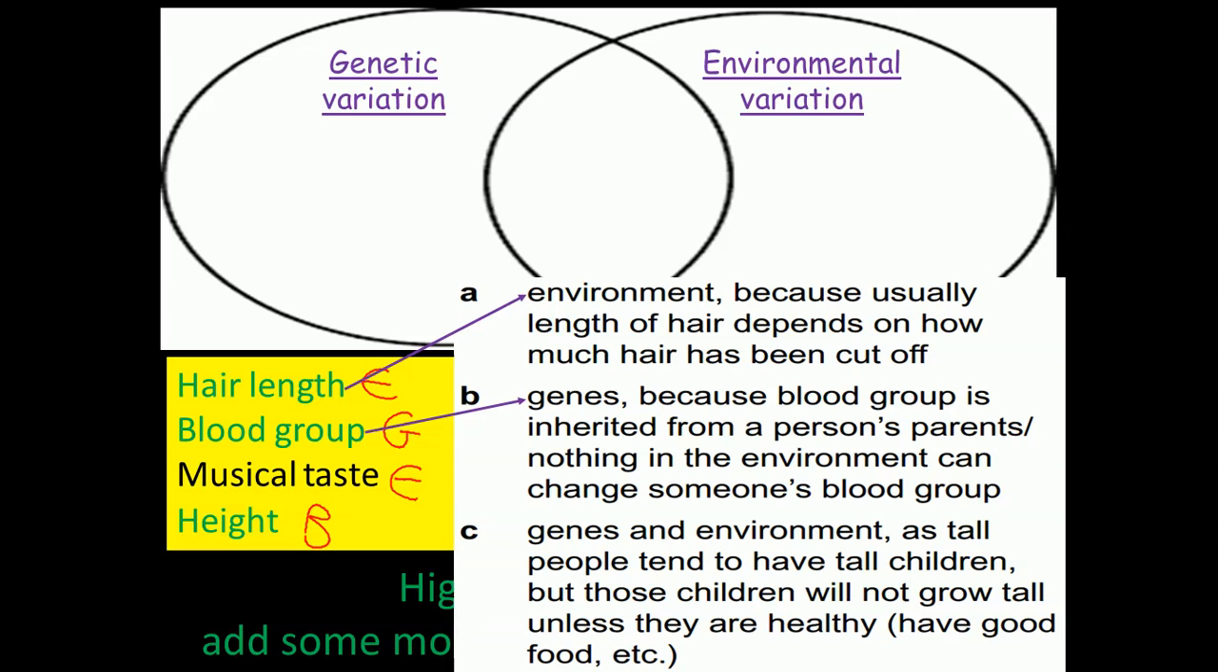And then some characteristics are both. For instance, height shows both genetic variation and environmental variation. It shows genetic variation because the height that you could grow to might be based on the genes that you inherit. And then to reach that height will be based on the environment, in terms of how much good nutrition you get to grow to a certain height.